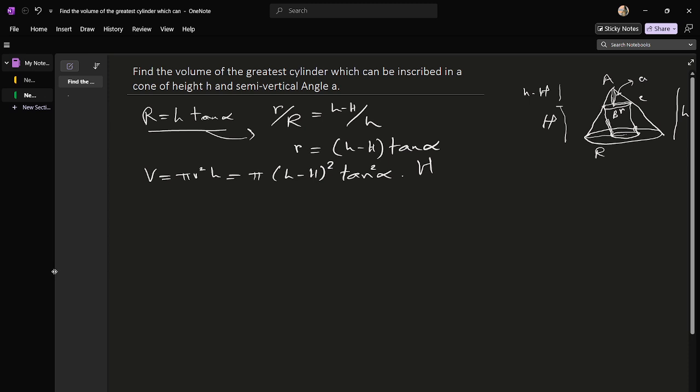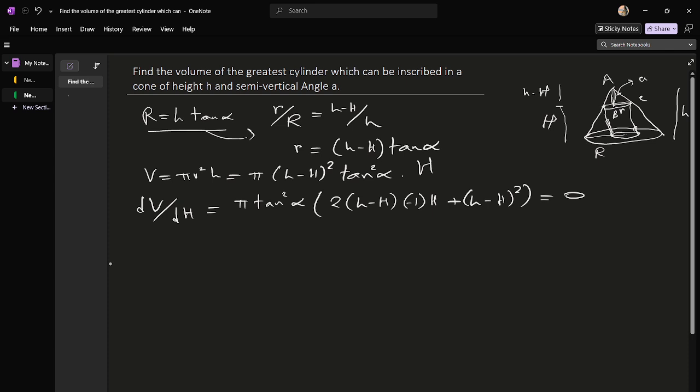So to find the maximum volume, we have to differentiate V with respect to big H. So we have to find this dV/dH, which is equal to pi tan square alpha. Then we have to differentiate that thing. Then we get 2(h minus H) and here is minus 1, so minus 1 into H plus (h minus H) whole square, which will be constant. Okay, this is our dV/dH and the dV/dH has to be 0, then we can solve the question by finding the maximum or minimum value of V.